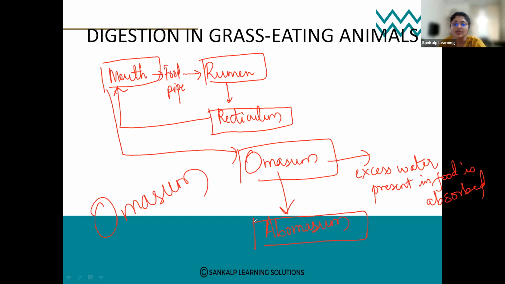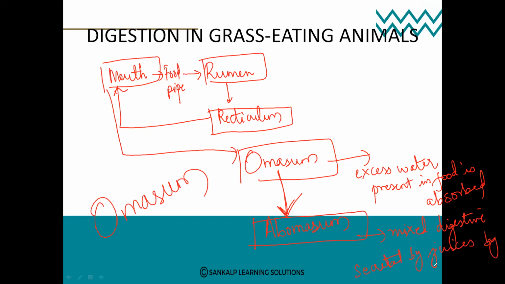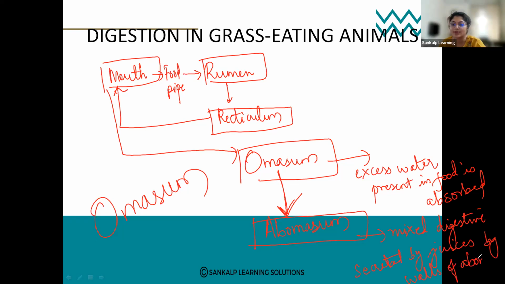Okay, so from the omasum, the food then enters the fourth chamber, that is the abomasum. Here the food mixes with the digestive juices, which are secreted by the walls of the abomasum.